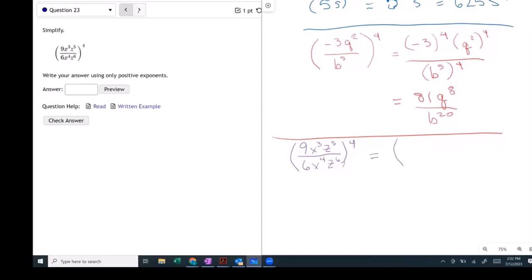9 over 6, I can divide both of those by 3, and I get 3 over 2. I have x to the 3rd on the top and x to the 4th on the bottom. Well, I know I have to subtract. The easiest way to use that rule is if the bigger number is in the numerator, then subtract 4 minus 3. If it was backwards, if it was x to the 4th over x to the 3rd, I would subtract and I would get x to the 1st power.